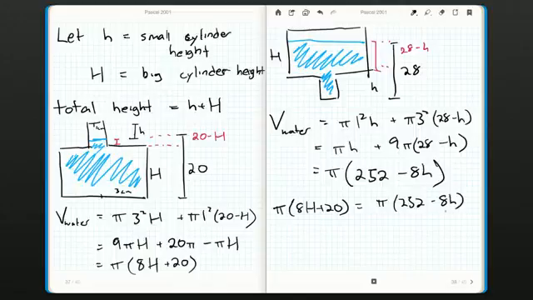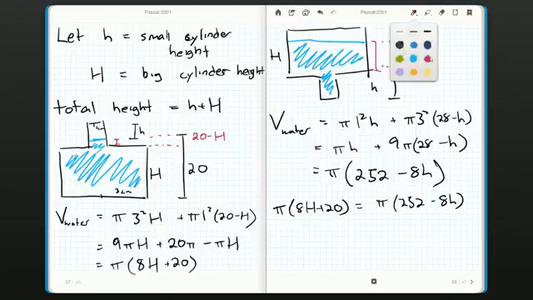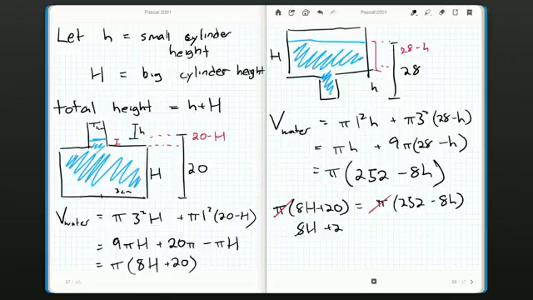Okay, so we just get a single equation, 2 unknowns. I don't think we're going to be able to work out little h and capital H right away. So I think what will happen is we'll actually get h plus big H. So I can divide both sides by pi. Like I said, we're going to have a lot of pi's in our equations. And we'll have 8h plus 20 is 252 minus 8 little h. I can bring the 8 little h over to the other side. I'll get 8 capital H plus 8 little h. And we'll bring the 20 over to the other side, 252 minus 20. That's 232.